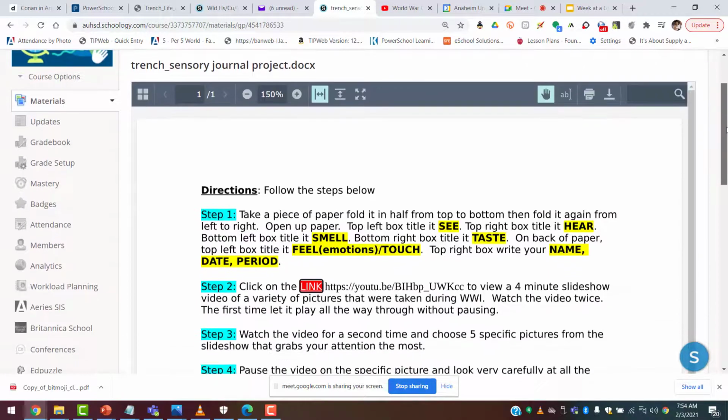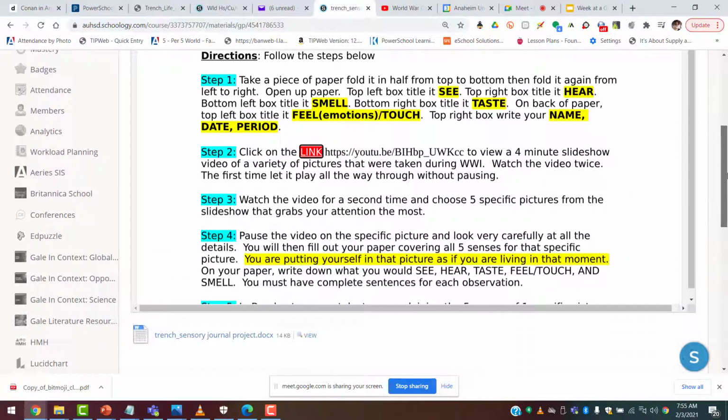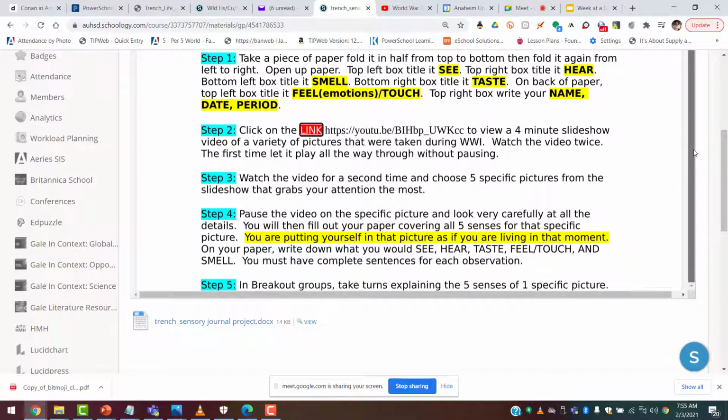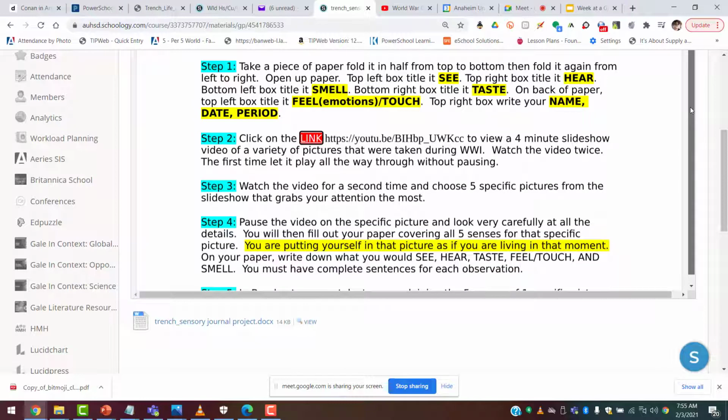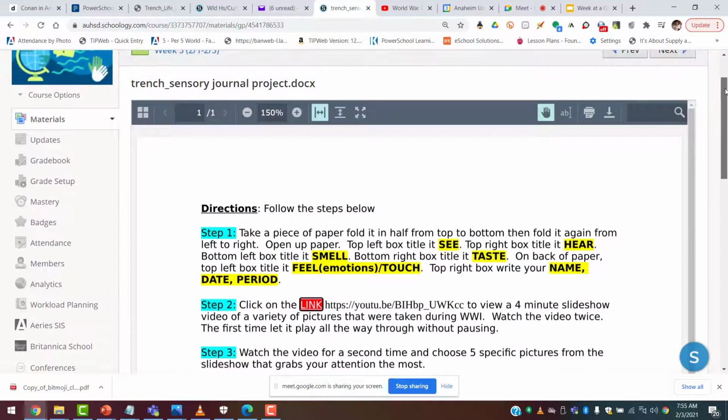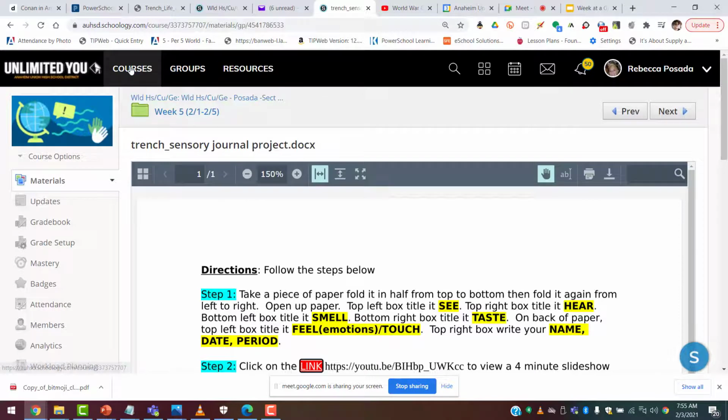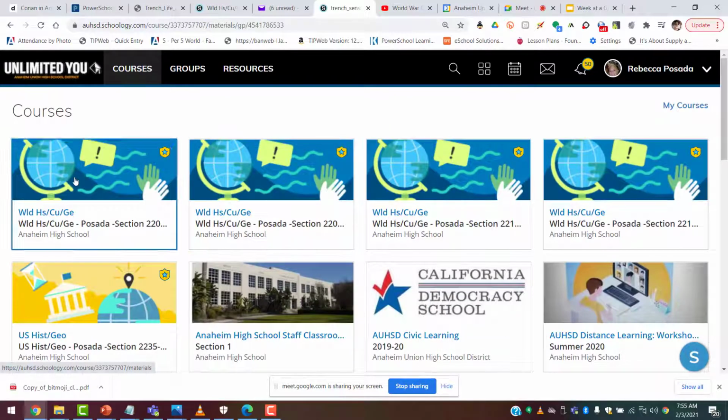So with my world history classes, this is the actual assignment that they're going to be doing, where they are going to be put into breakout rooms, going over these images, talking about what they see, what they hear, what they smell, what they taste, what they feel, what they touch, and they're going to be working on a group project with that. Now, likewise, this semester, we're only into week 5.